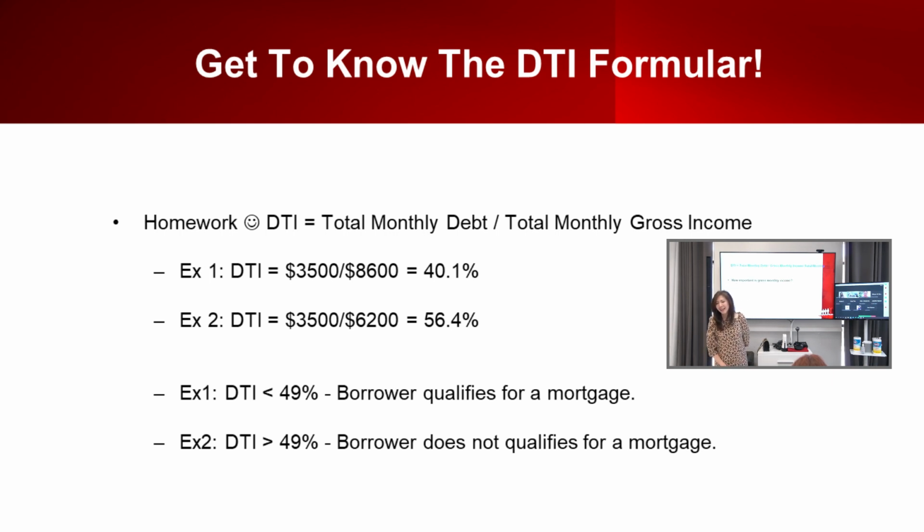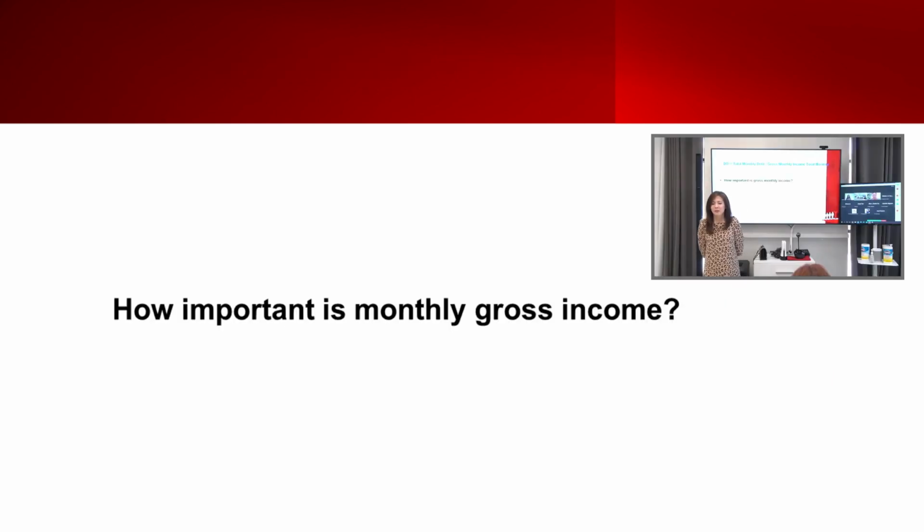Okay. So how important is gross monthly income? We just did the example. So my question to you is, how important is it? Say something. Because if our income is not enough, the ratio will be high. It will not be qualified by the lender. When the income is not enough, the DTI is way over 49%. The client is not qualified for a mortgage. So it is important, right?